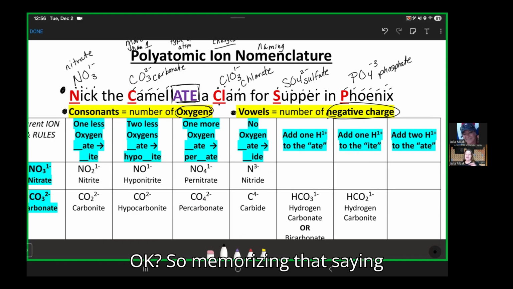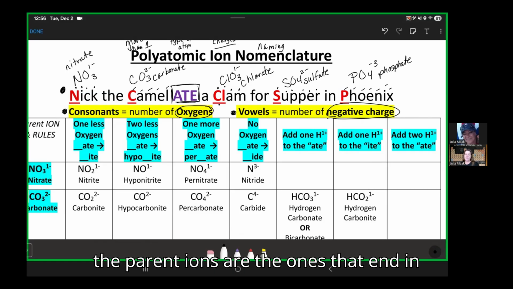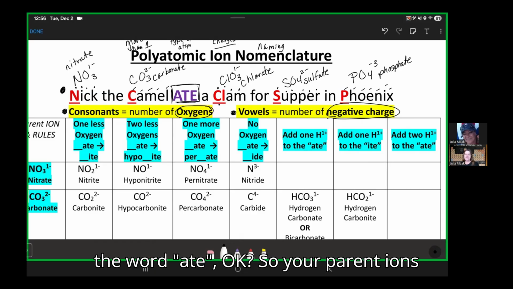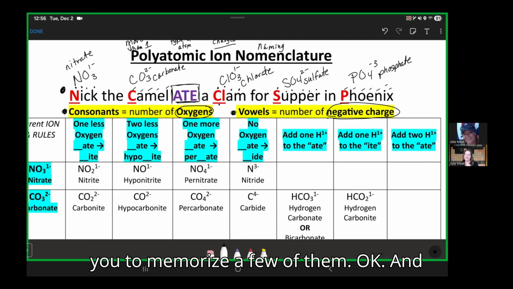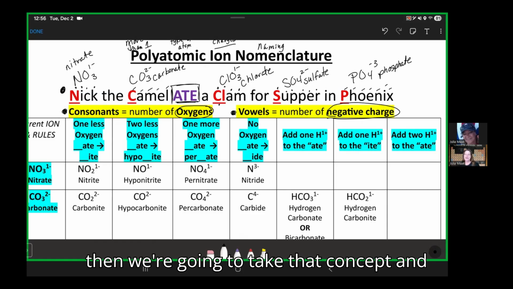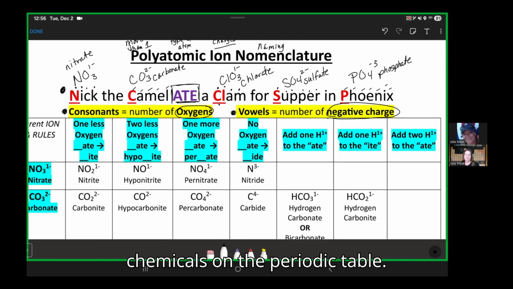So by memorizing that saying right there, you memorize the basic ions. I call them the parent ions, and they are the ones that end in the word ate. So your parent ions all end in ate, and this is a saying for you to memorize a few of them. Then we're going to take that concept and apply it to a lot of other chemicals on the periodic table.